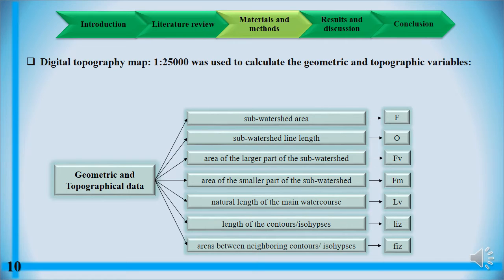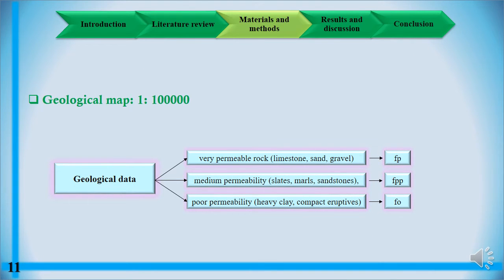As mentioned before, the geometric and topographical data is used as the first layer in the INTERO model. We use the digital topography map with a scale of 1 to 25,000 to calculate the geometric and topographic variables. The subset of these variables is shown here. The second layer includes geological data that is formed by very permeable, medium permeable, and poor permeable regions, symbolized by FP, FPP, and FO in the graphical model of INTERO. In our study, we use the geological map of 1 to 100,000 scale.